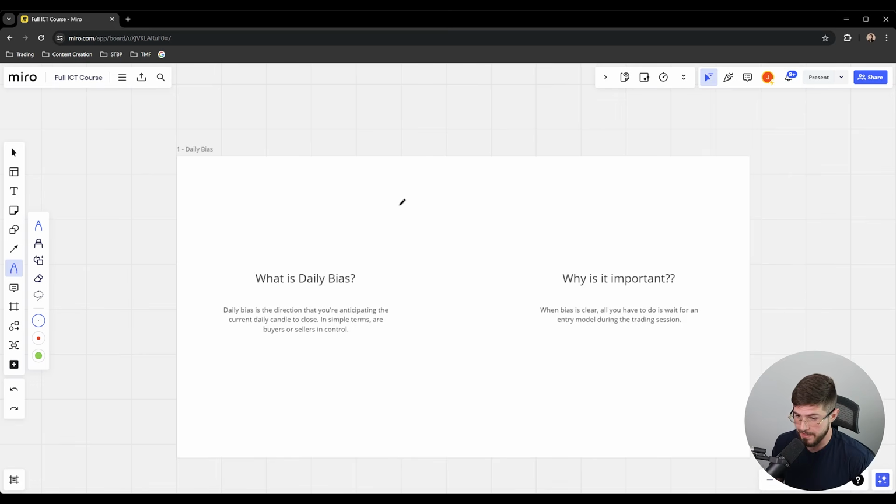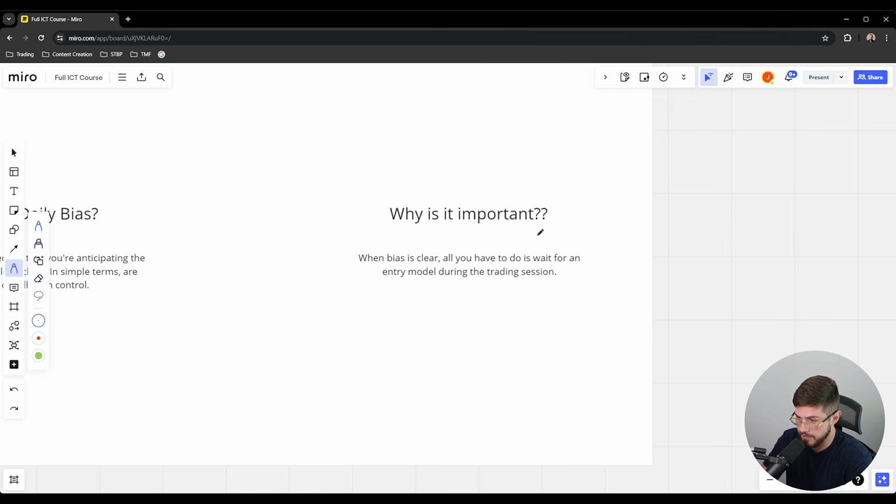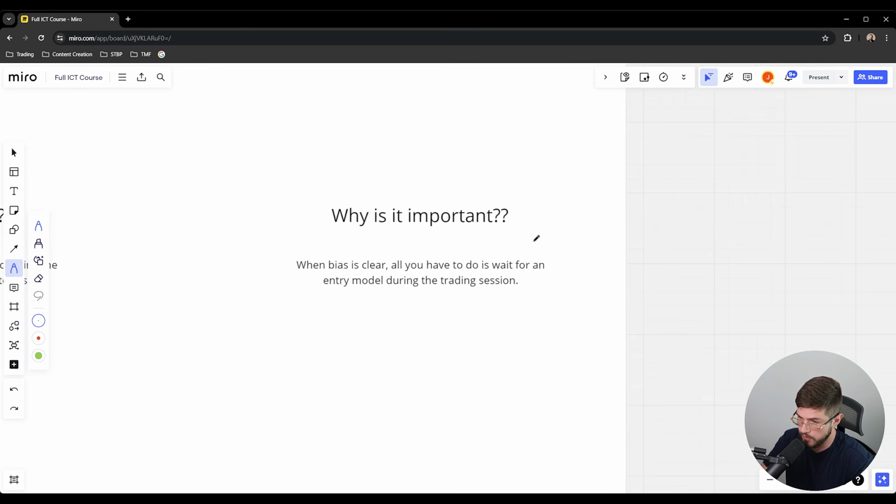So what is daily bias? Well, to simplify, it's just the direction that you're expecting the current daily candle to close. In simple terms, are we bullish or bearish? People in ICT love to complicate stuff. I'm not an advocate for that. I like to simplify because simplicity scales and complexity fails. So the reason that it's important, obviously, is when bias is clear, all you have to do is wait for your entry model during the trading session.